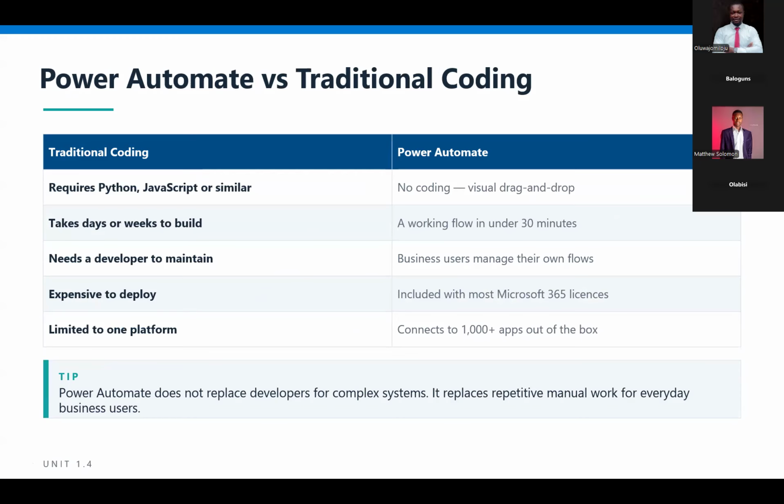But for Power Automate, you don't need any coding. Just drag and drop what you want to do, and input the value, and you get what you want. Unlike the other one, where you have so many complications. When you are doing normal coding, it takes days to build. With Power Automate, within 30 minutes you are done if you know what you want to do, right? So that's the difference.